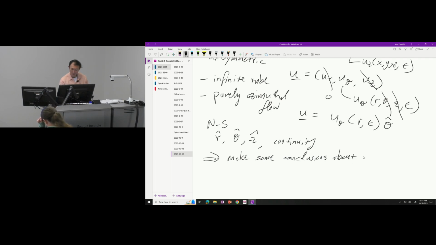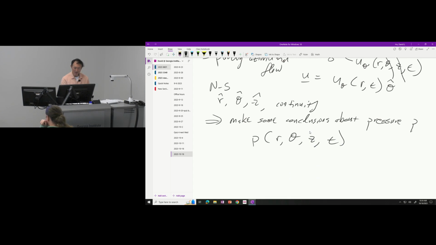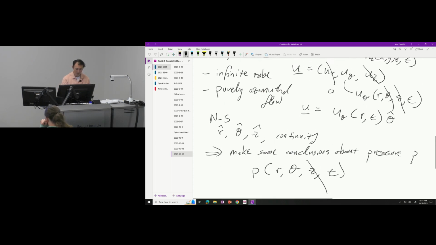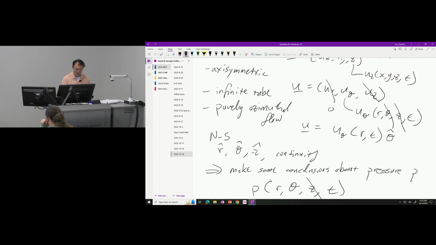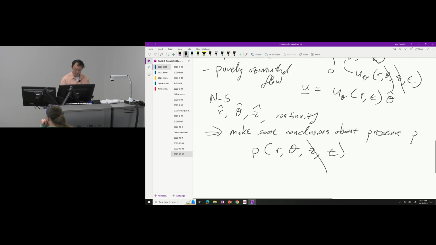About pressure. Remember, pressure is also in general a function of r, theta, z, and time. Because it's infinite, I think we can get rid of this one. Because we assumed that it was already axisymmetric, we're going to get rid of this one. But the other ones have to stay. So P is a function of r and t.